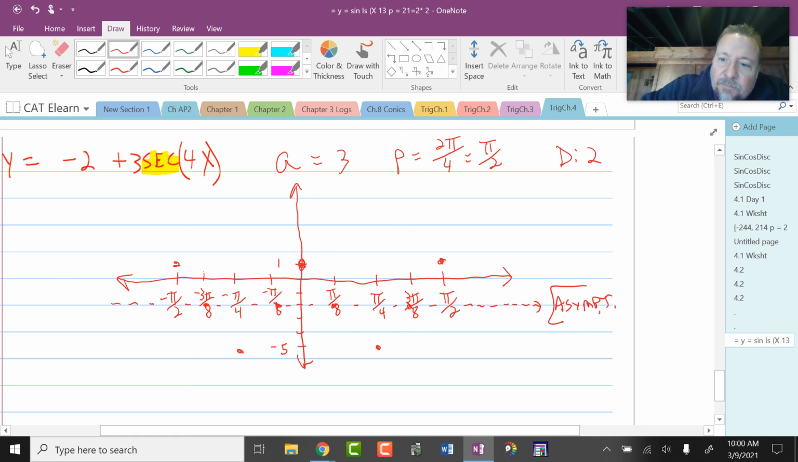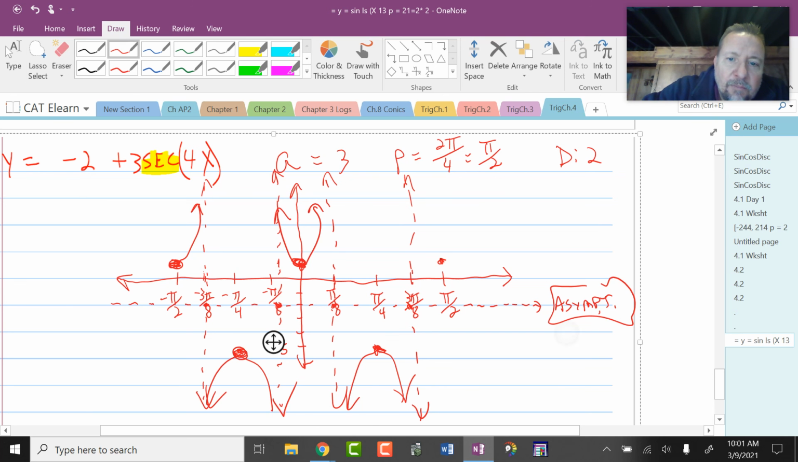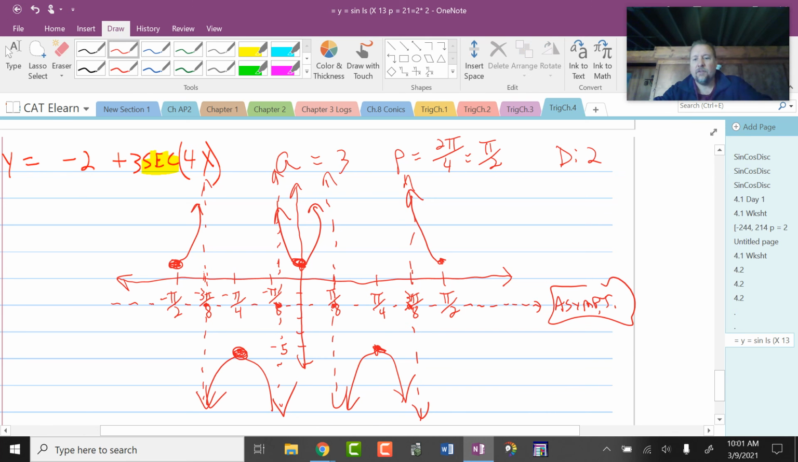Okay, and then asymptotes. So I start here. That's where the asymptote is at pi over 8. Asymptotes. It's kind of hard to find, so make sure you don't lose where those new asymptote values are. And then shade up, shade down. Simple Simon. Shade up, shade down. So we did 2 cycles of this, 2 periods. Right? And that's good.